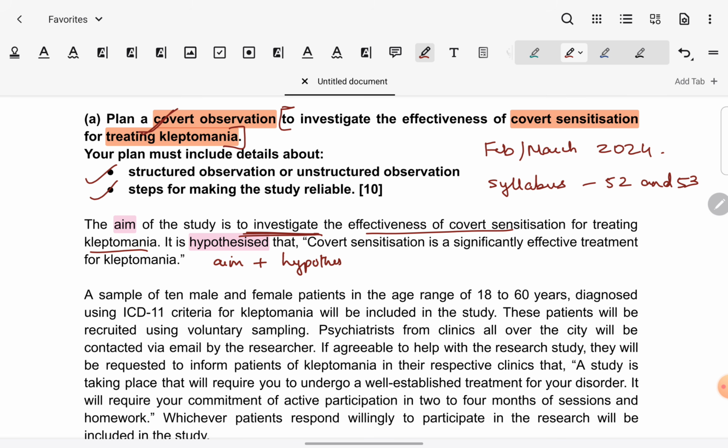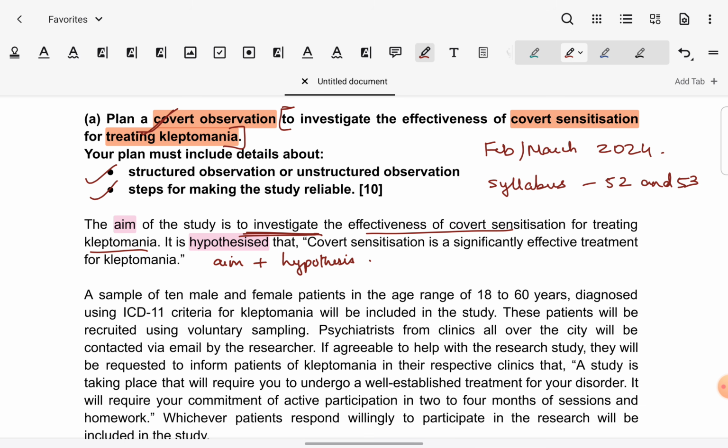of the research method: aim and hypothesis. Your hypothesis can be directional or non-directional. Again, to an observation, direction really does not apply. That would apply to experiments and correlations. So I've just given a very simple hypothesis. I'm not getting into which type of hypothesis it is.